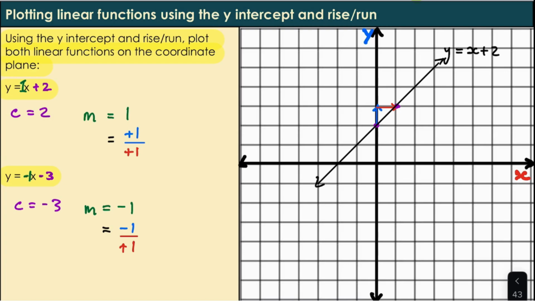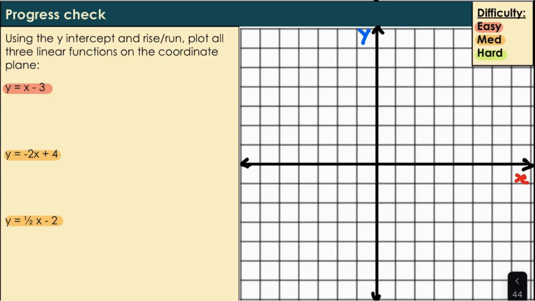Plot these points. Start with our y-intercept of negative 3. Our rise was actually a fall. It was negative 1. So we go down 1. Run was positive 1. We go to the right by 1. Plot a new purple point. And now we connect the 2 points with a straight line. And there's our function y equals negative x minus 3. Progress check. Have a go yourself, then check your answers with mine.